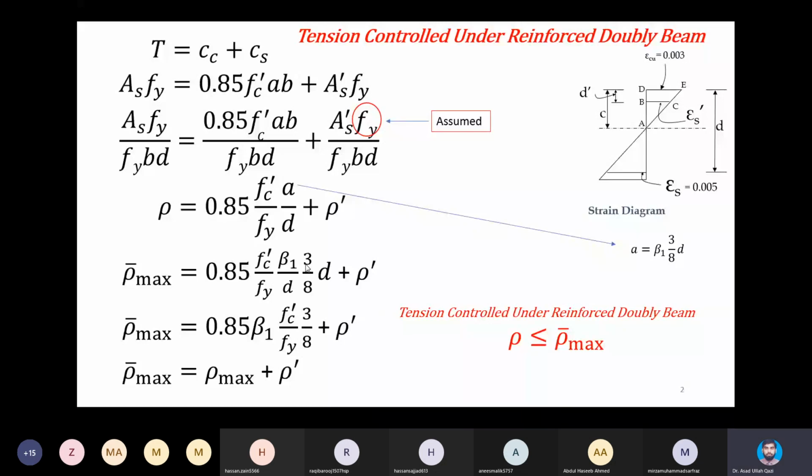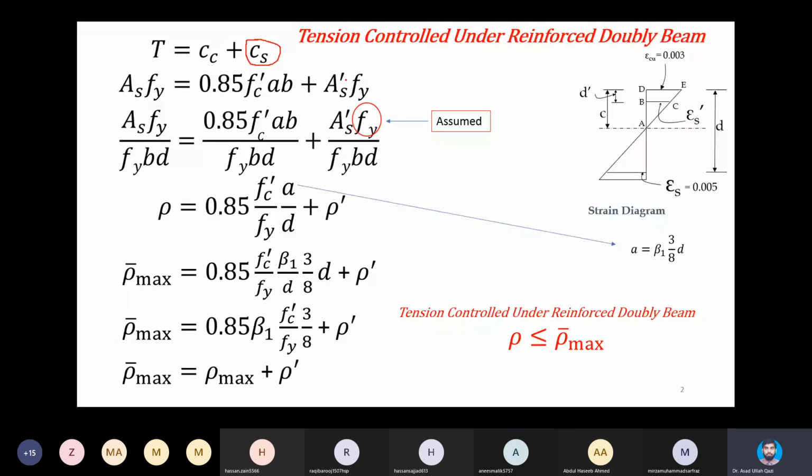Idea is, derivations are very simple, almost similar to your singly beams derivations. Only thing different is now on the compression side, we have one more component, and that is the compression force developed by the compression steel. So our longitudinal equilibrium equation, sigma Fx at section, gives us T equal to C, and C actually has 2 components, Cc plus Cs.